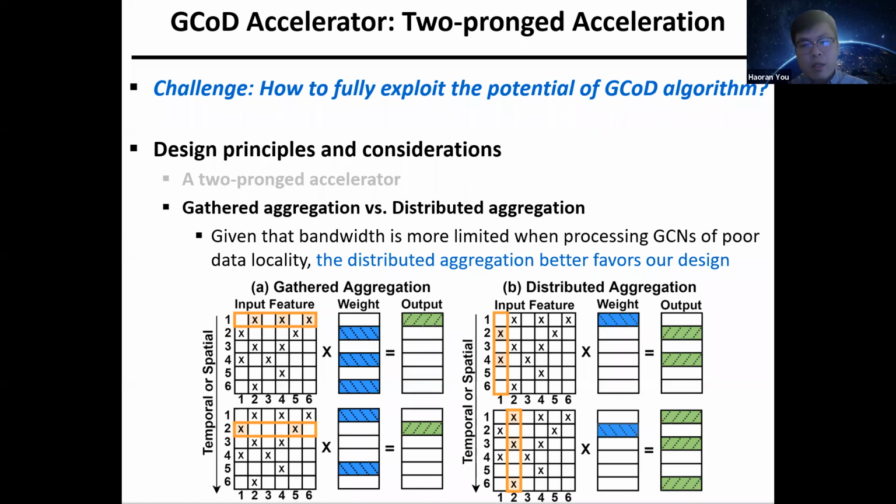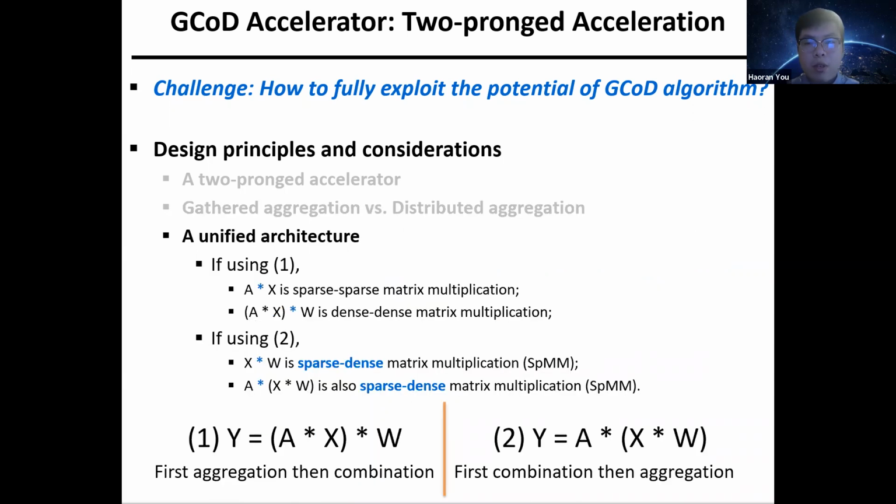Given that bandwidth is more limited when processing GCNs of poor data locality, we adopt the distributed aggregation following AWB-GCN. And the third design principle is to consider a unified architecture. There are, in general, 2 designs. First is to perform aggregation first and then combination.